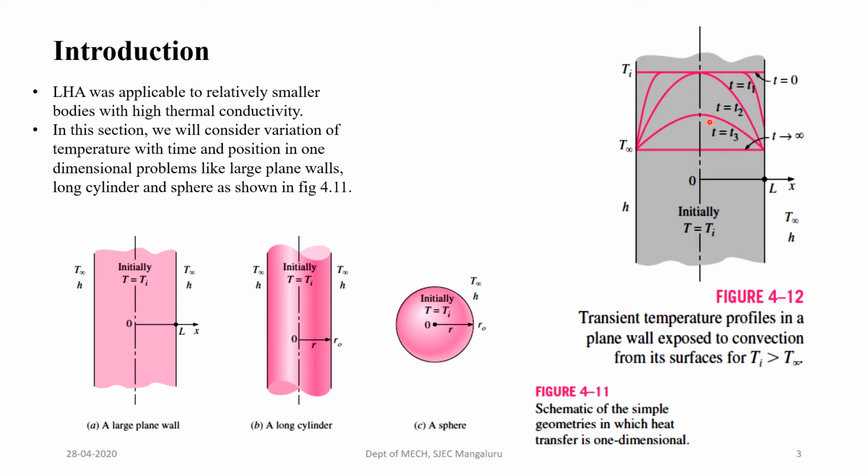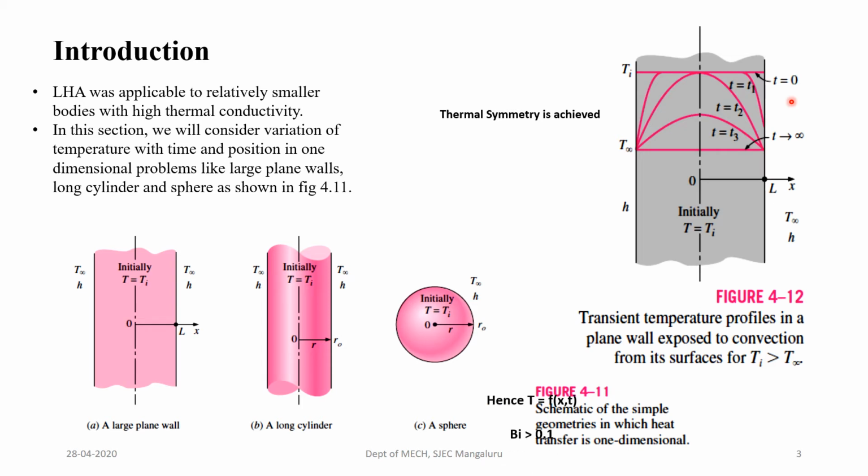Since it behaves like a thermal symmetry, the variation in only one half is sufficient to find, so the other half will be the same. Okay, so this is how the temperature varies, and when you compare with the lumped heat analysis, what you can observe is that a temperature gradient exists. So temperature is not constant throughout the body, therefore there is an internal resistance for conduction, therefore the Biot number cannot be less than 0.1.